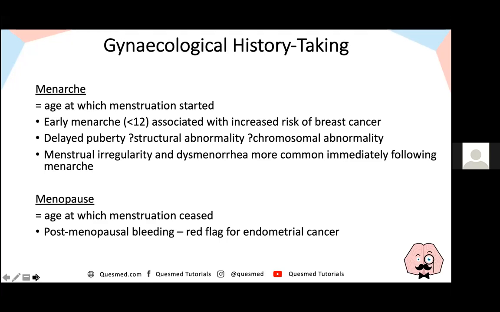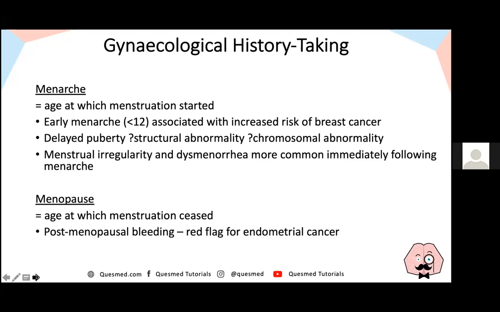For example, an early menarche is associated with an increased risk of some cancers, so breast cancer, and a delayed puberty might be indicative of some underlying chromosomal abnormality or structural abnormality. And things like irregular periods and dysmenorrhea, they're more common immediately following menarche. So it is useful to know when the person started their periods when we're talking about the presenting complaint.